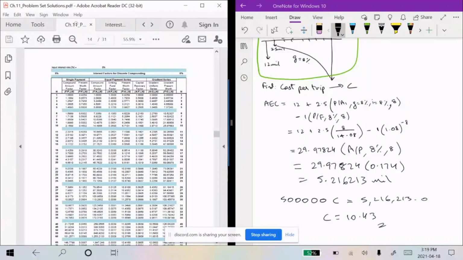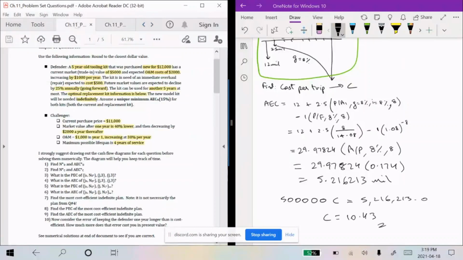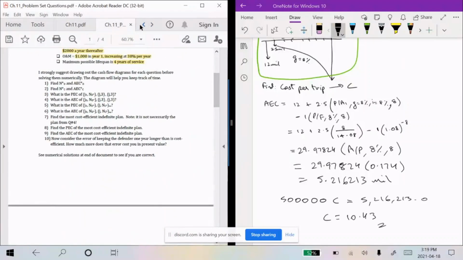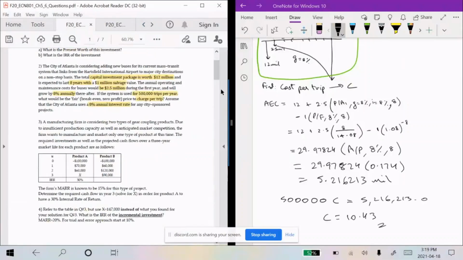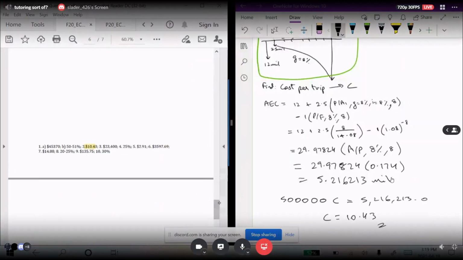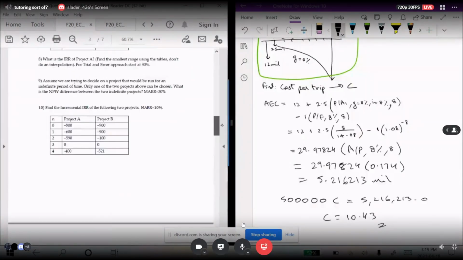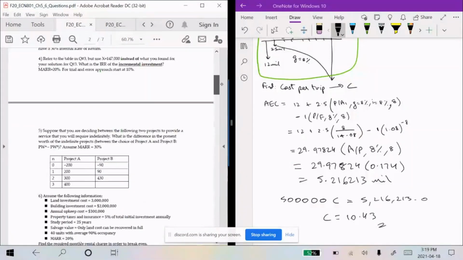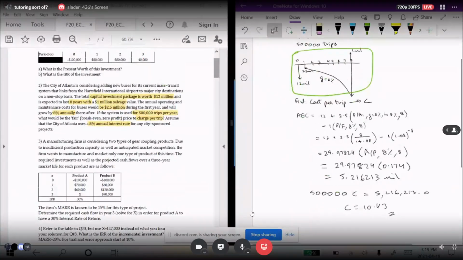Let me check if that's the answer. Right, it's chapter 5. Yeah, so the answer for problem 2 there is the cost per trip. So does anyone have any questions on this one?